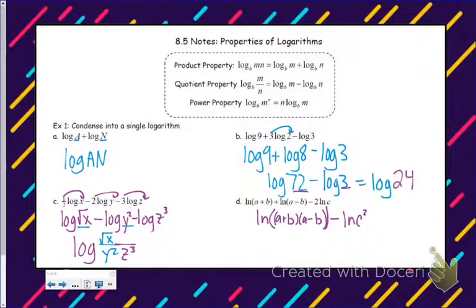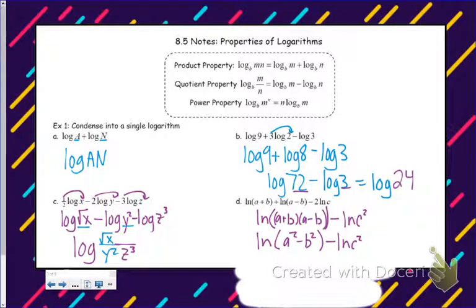All right, so then if I want, I can go ahead and multiply that out. A plus b times a minus b is a difference of squares, so that's a squared minus b squared. Just makes it a little easier to see. And then because I'm subtracting logs, I would divide, again, I'm dividing the argument. I'm not dividing the actual logs. Okay, so I'm going to have the natural log of a squared minus b squared over c squared.